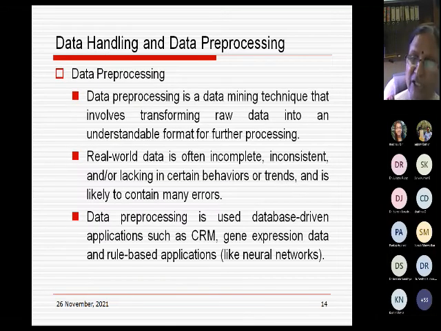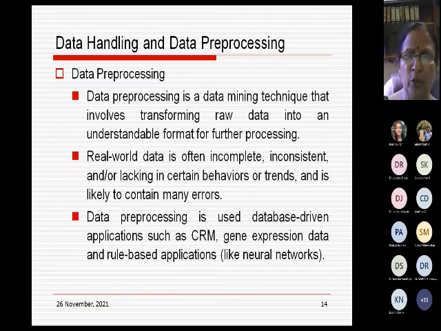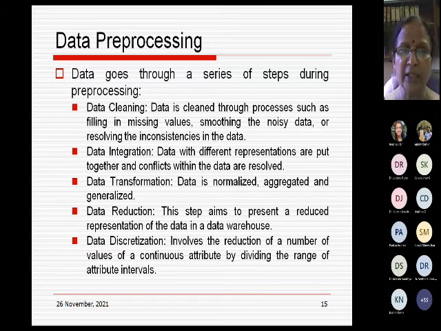So after you do the collection of the data, you have to do the data pre-processing. Before you apply the algorithm, the data pre-processing is required. This data pre-processing is a data mining technique that involves transforming raw data into an understandable format for further processing. Data preprocessing is used based on maybe the database driven applications, or in general all the data you have to pre-process before you apply the algorithm. In the data pre-processing also you have a number of steps.